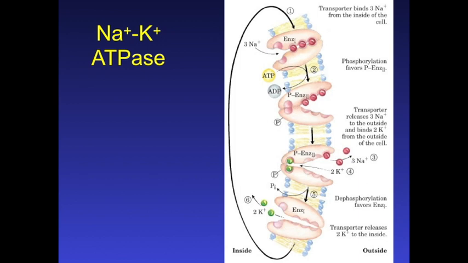Now, when we phosphorylate one amino acid, we really change its structure and its charge. And so what happens is this phosphate allows a conformational change to occur. And it goes from the inside to the outside. Now, these pockets, what do you think about their affinity for sodium?